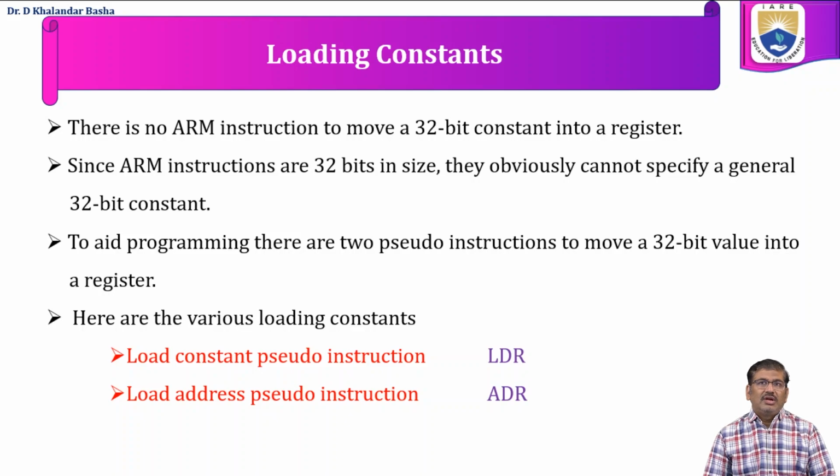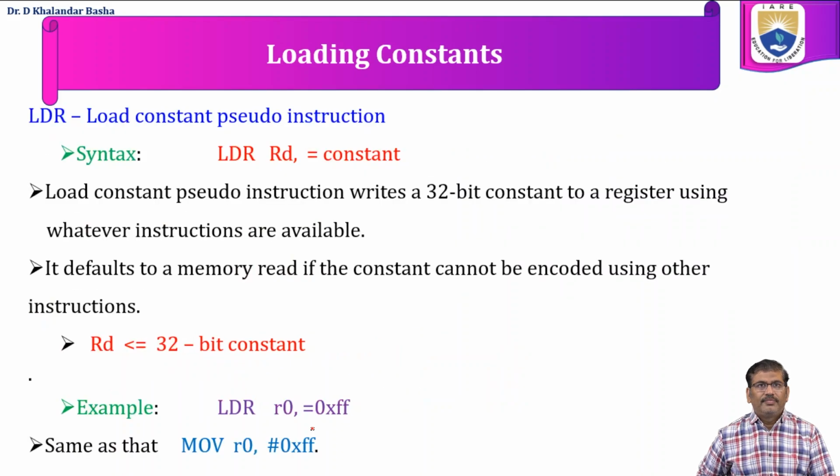Next one is loading constants. So there is no ARM instruction to move 32-bit constants into a register. Since ARM instructions are 32-bit in size, they obviously cannot specify a general 32-bit constant. To aid programming, there are two pseudo instructions to move a 32-bit value into a register. These instructions are LDR and ADR. LDR is the load constant pseudo instruction. ADR is the load address pseudo instruction.